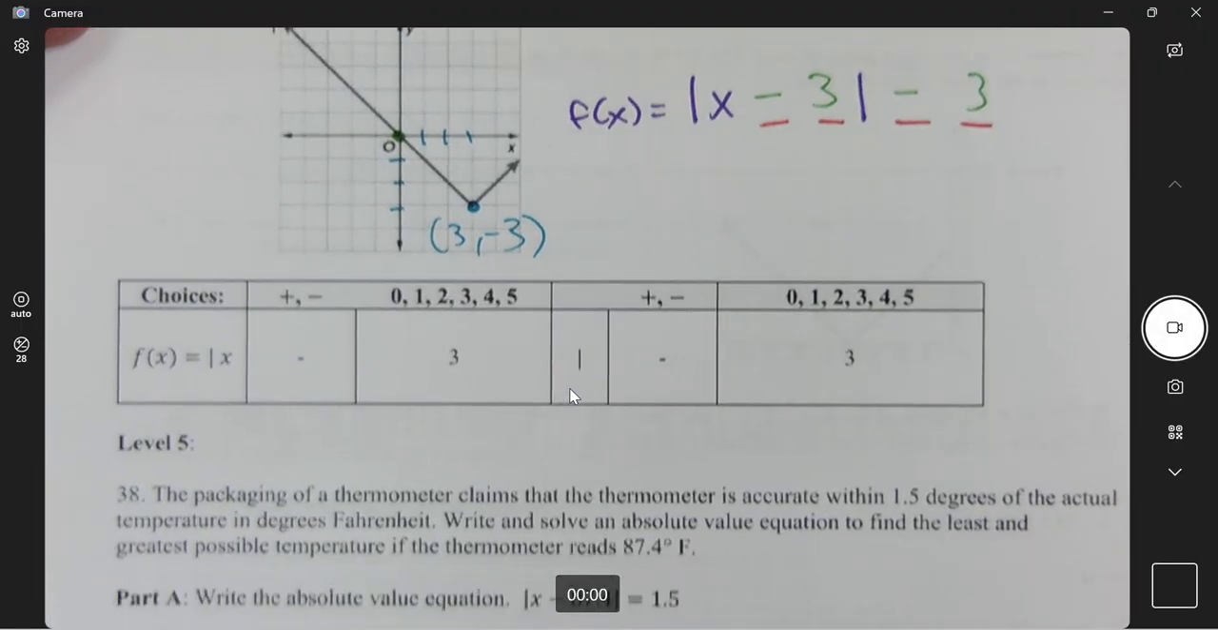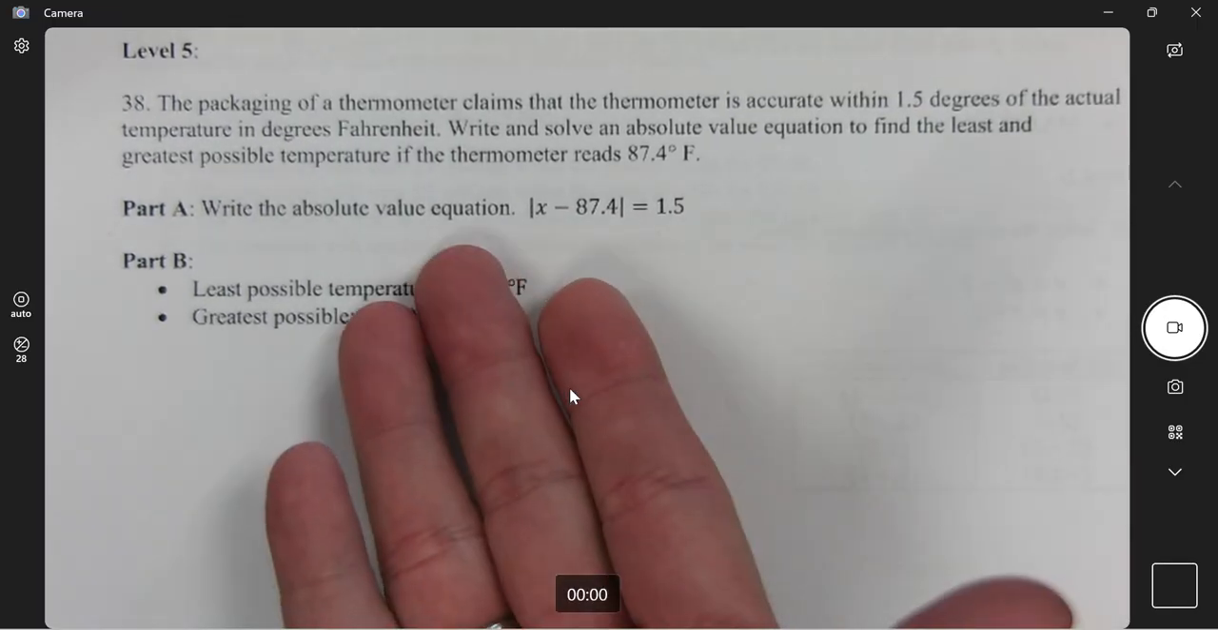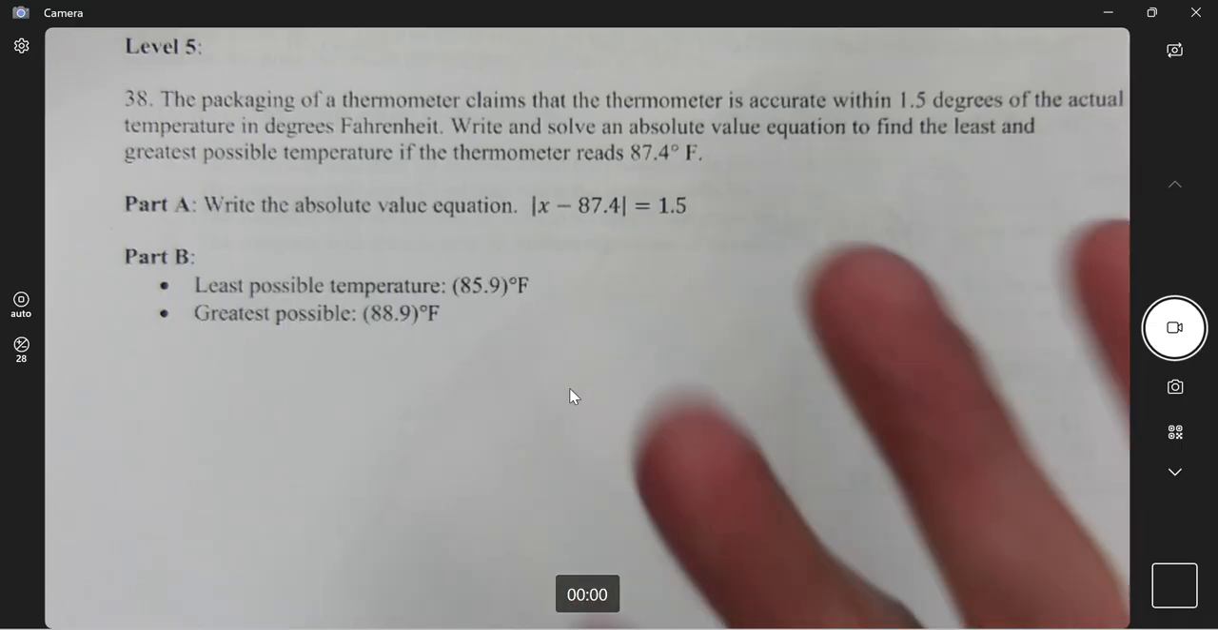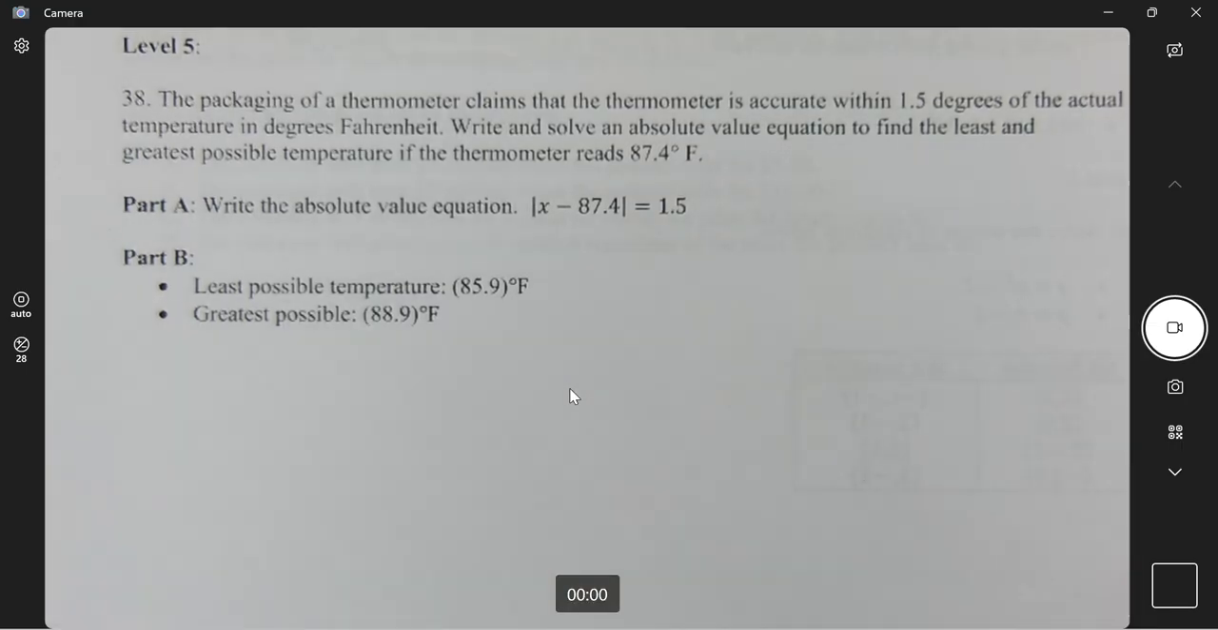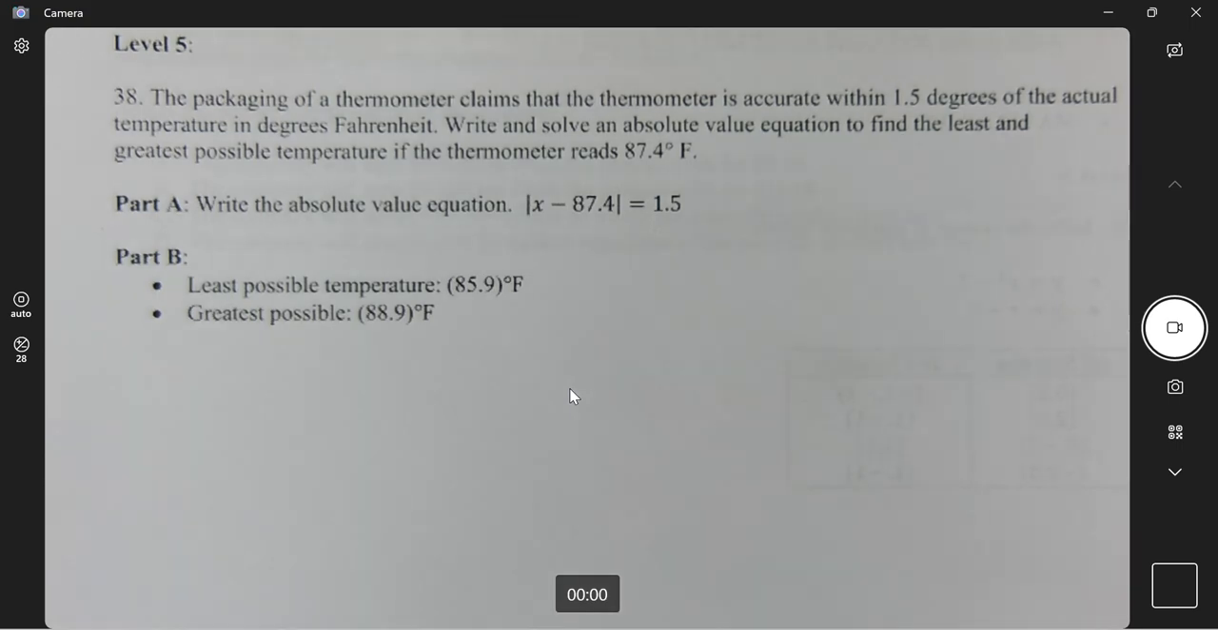Okay. Question 38, once again, has the answer there. Whatever. Let's just read it and talk about it. The packaging of a thermometer claims that the thermometer is accurate within 1.5 degrees of the actual temperature. That means it could be down 1.5, it could be up 1.5. The point is, the actual temperature and the temperature reading can only be off by 1.5. Write and solve an absolute value equation to find the least and greatest possible temperature if the thermometer reads 87.4.